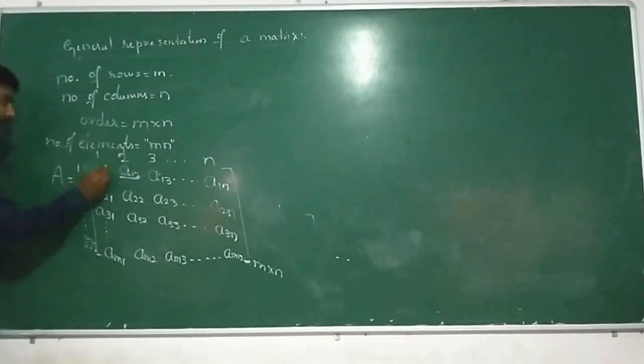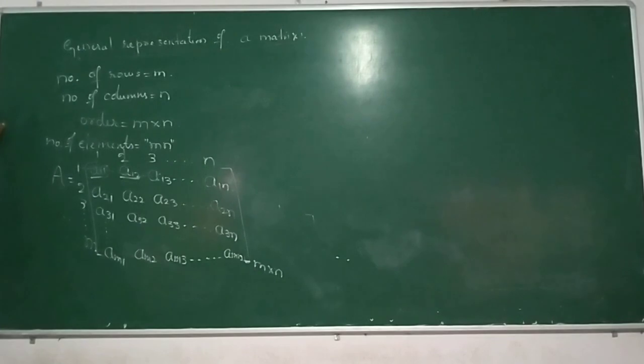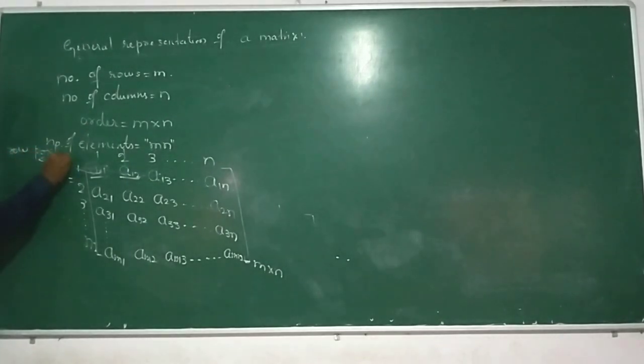Whatever subscripts we have written, they are going to tell us the position of the element. The first subscript will tell us the row position, and the second subscript will tell us the column position.